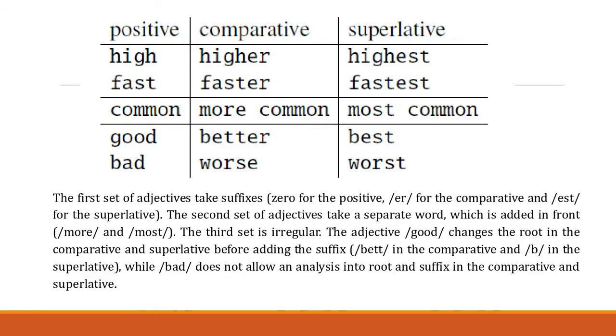There are three forms of adjective in English: positive, the normal form, comparative, the form of simple comparison, and superlative, the form of absolute comparison. Now look at the forms. When it's comparative, it means higher, and in superlative, we can say highest. Like fast, faster, fastest, common, more common, most common, good, better, best, bad, worse, worst.